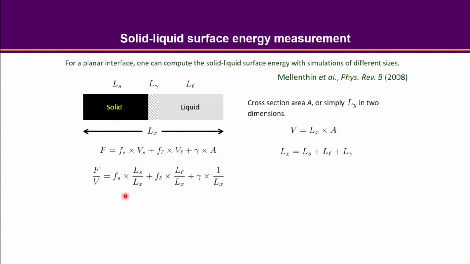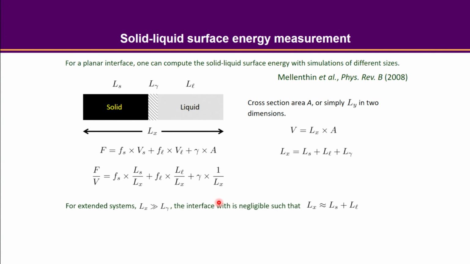So when you divide by the total volume, this term basically gives you the volume of the solid divided by the total volume. That gives you the volume fraction of solid, right? And the volume fraction of solid will also be equal to the length ratio. The second term is the same thing for the liquid. And the third one, because I divide by the volume, has this 1 over Lx factor here, okay?